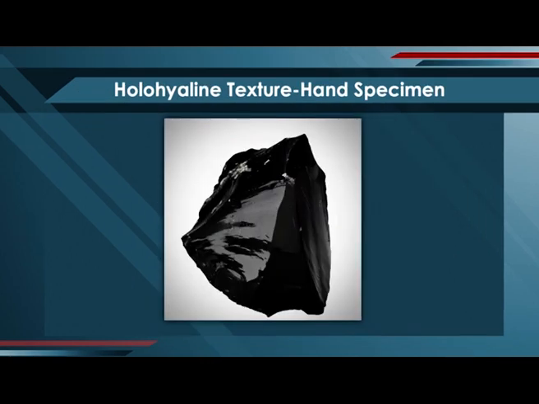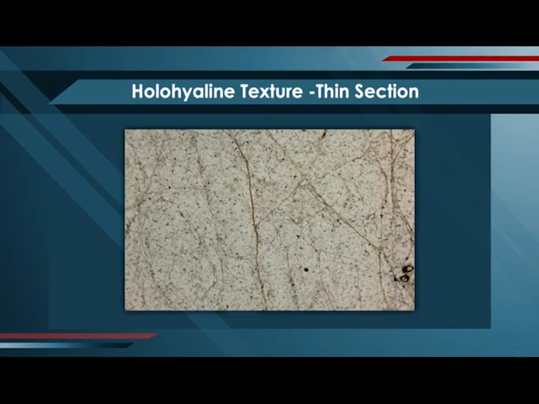This is an example of holohyaline texture, in which the entire rock is made up of glassy material. This is a specimen of obsidian, glassy material. Here again, in thin section, holohyaline texture is seen. In this rock you can see some cracks. These cracks are called pearlitic cracks. Pearlitic cracks are characteristic of this glassy material.